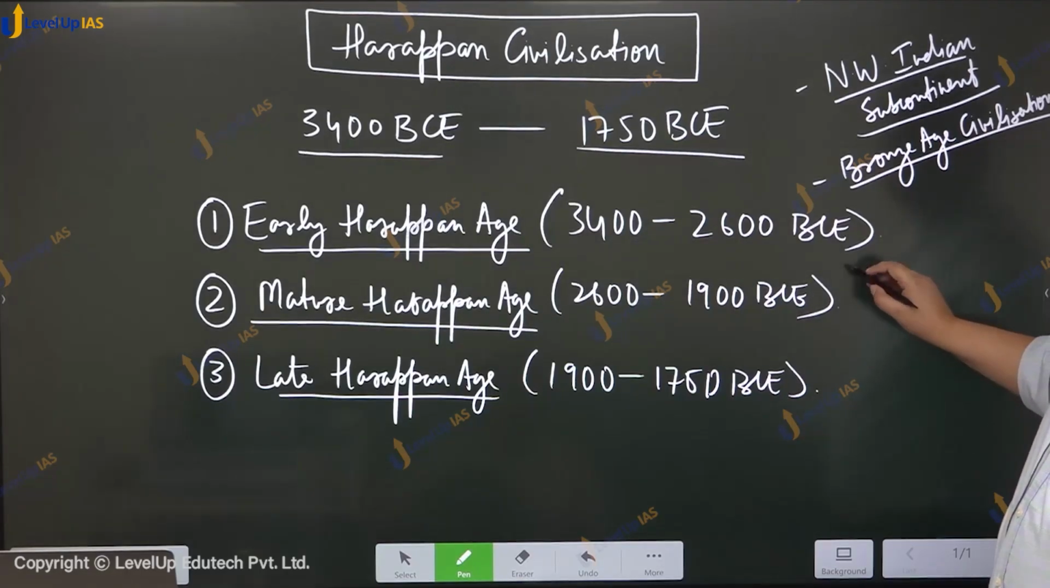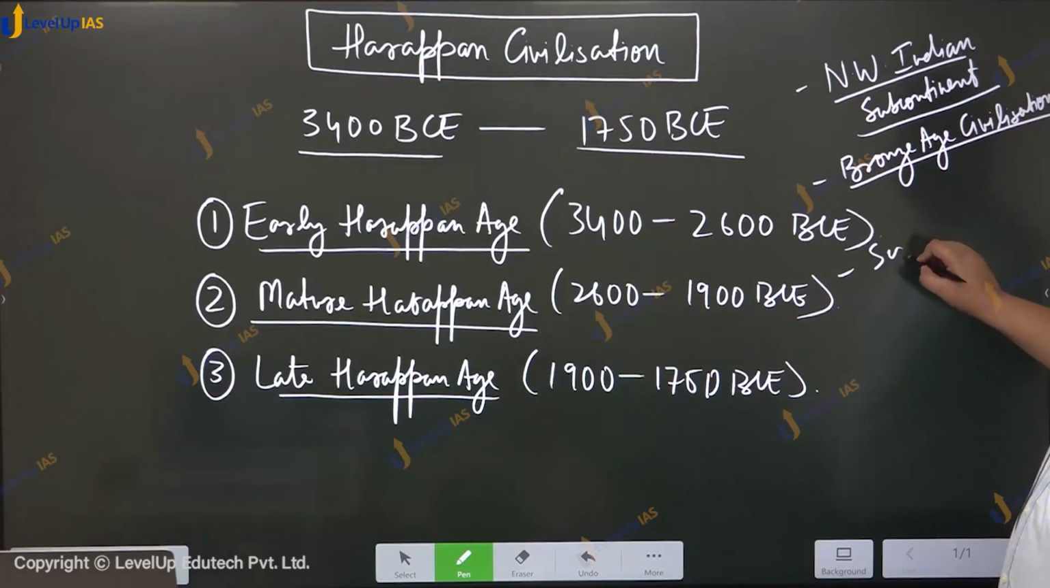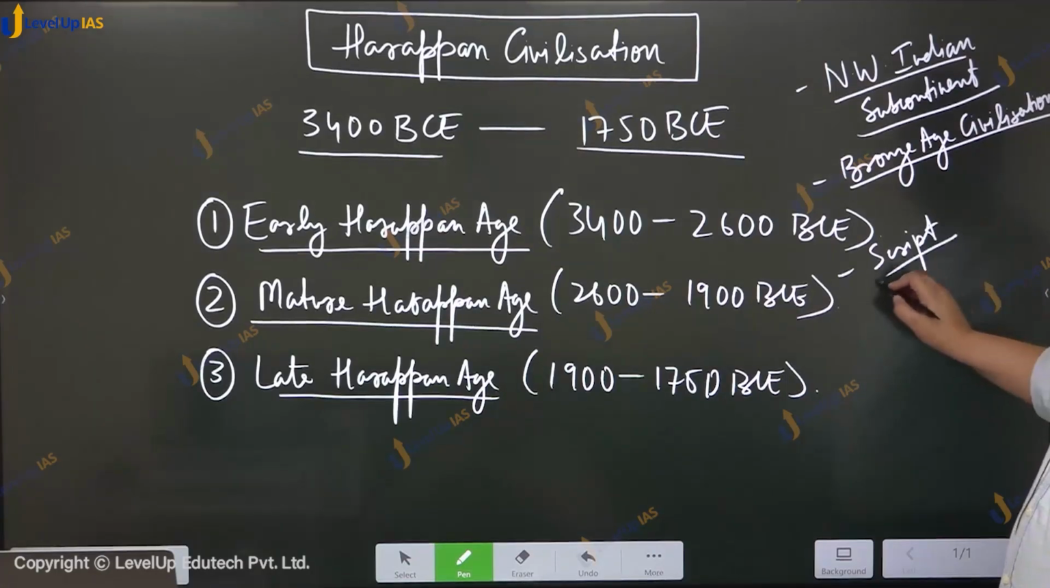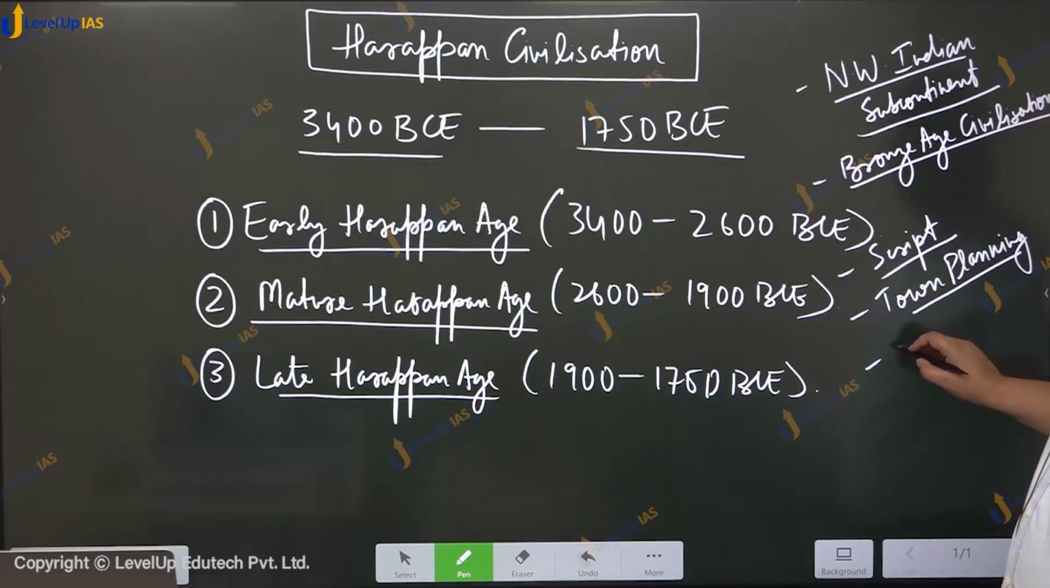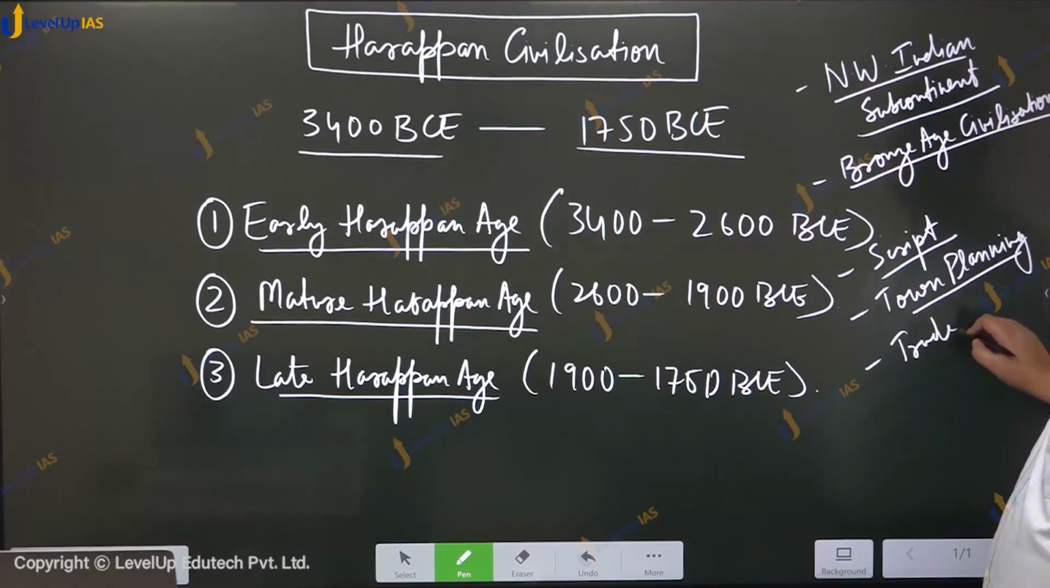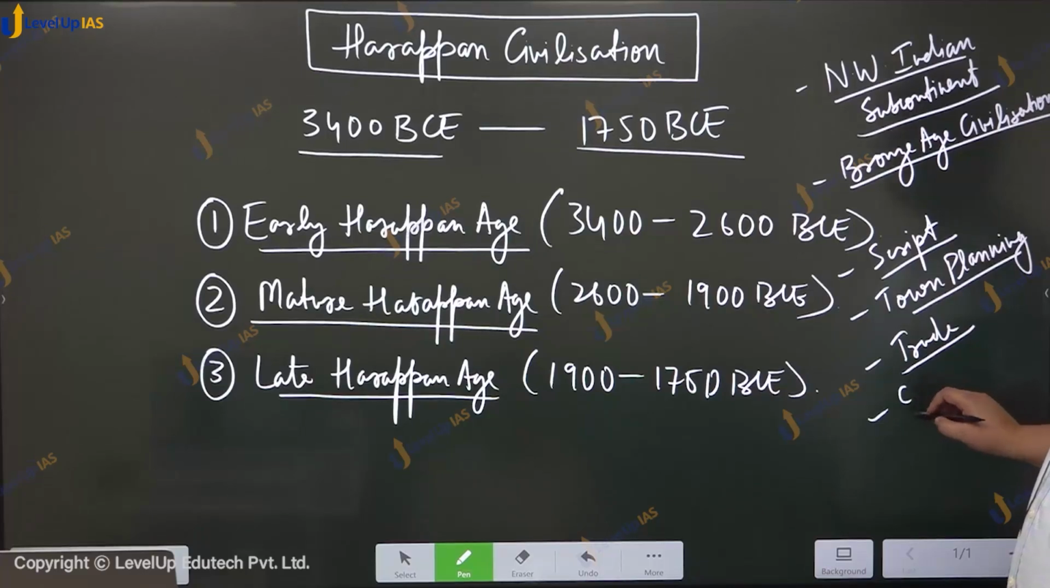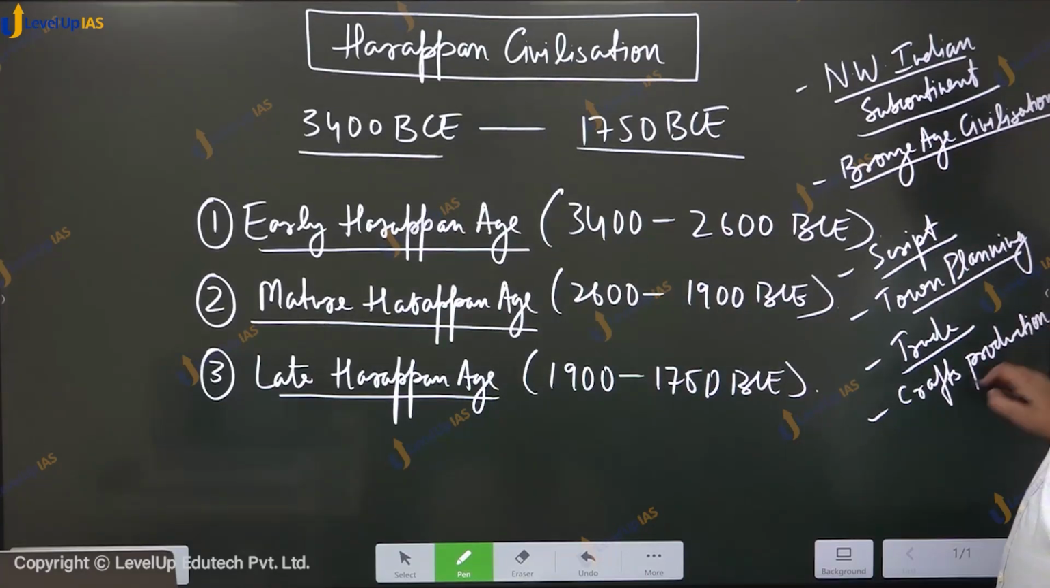We also witness the widespread use of script, town planning, the flourishing status of long distance trade, and the burgeoning industry of the Harappan cities, that is crafts production. And all this was based on a large agricultural surplus.